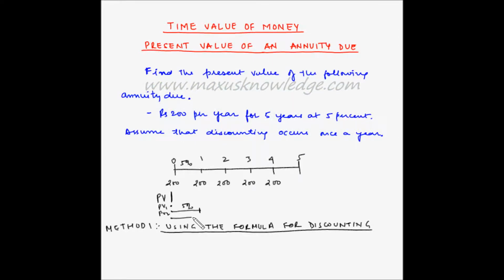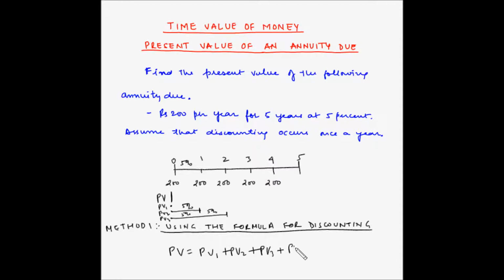Similarly, PV3 will give us 200 rupees at the beginning of the third year, while gaining 5% interest for the 2 years, and so on. So similarly, we'll have PV4 and PV5. So basically, when you add all these PV1, PV2, PV3, PV4, PV5, we'll get the total present value. So PV is equal to PV1 plus PV2 plus PV3 plus PV4 plus PV5.